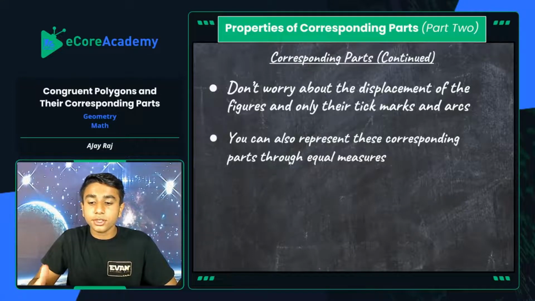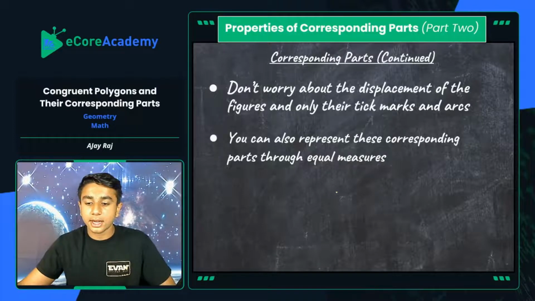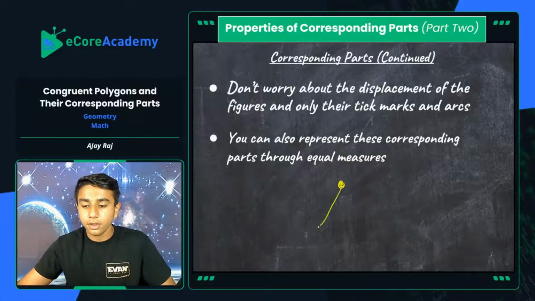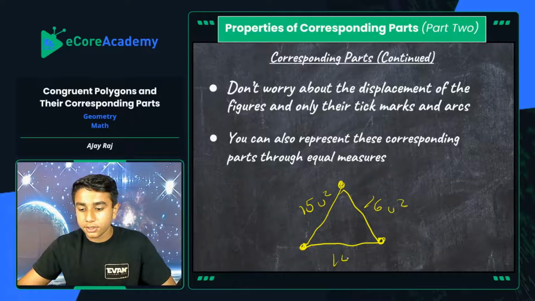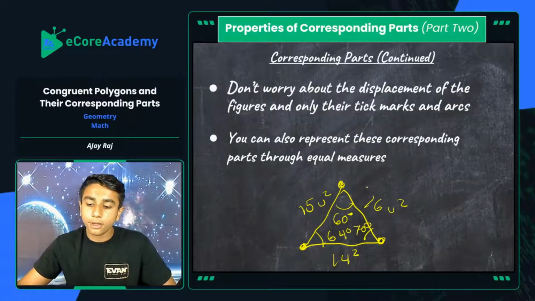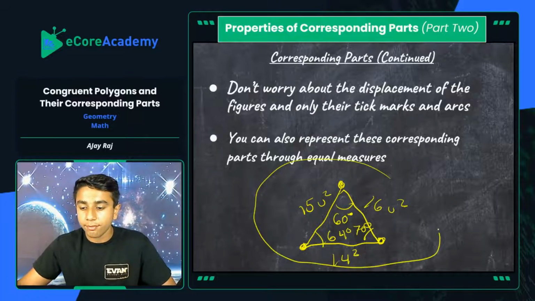And you can also represent these corresponding parts through equal measures. So what I'm saying here is you don't necessarily need arcs or tick marks, but all you need is exact measures. So if I were given a single triangle here, and instead of points and labeling for my points, I were given, say for example, 15 units, 16 units, and 14 units. And then I'm given the degree measures for my angles, so on and so forth. So I'm given degree measures 60 degrees, 64 degrees, and 70 degrees. All that will be applicable. So this is also a common way of proving that. And this is the most common way.